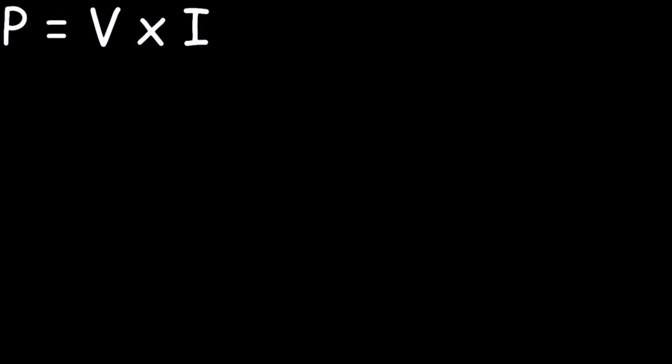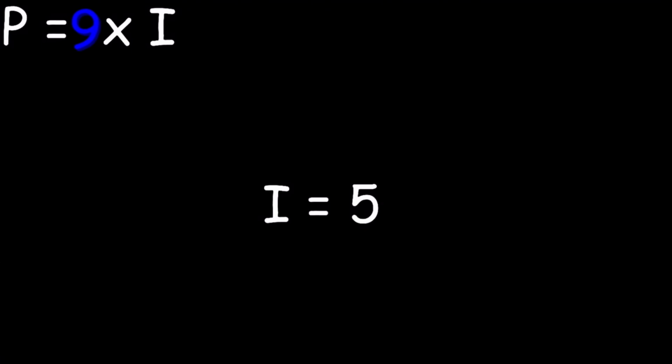P equals V times I. V equals 9 volts. And I equals 5 amperes. 9 times 5 is 45. That means P equals 45 watts.